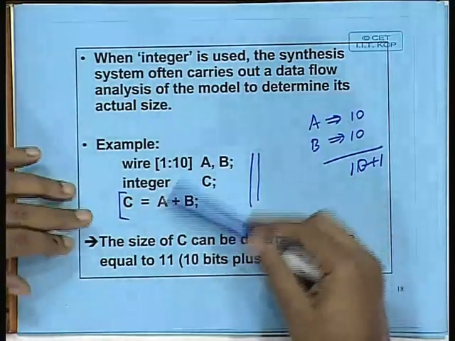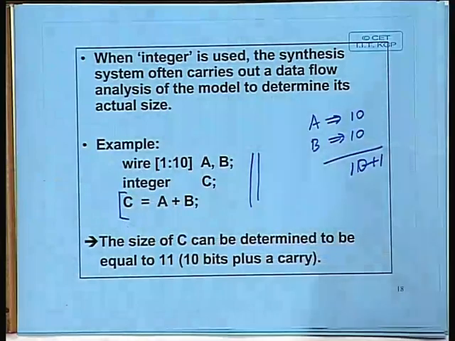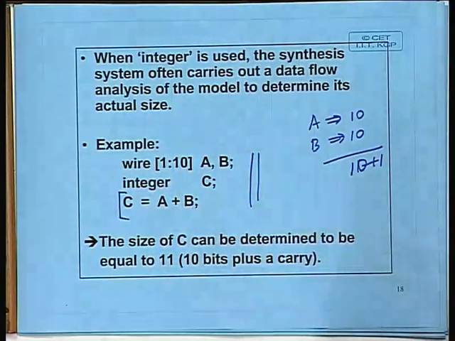So often the synthesizer tries to do this kind of data flow analysis and deduce the value of C, instead of by default taking it to be a 32-bit register always. It can try to find out what the maximum possible value can be, and take it to be that. Here I have not written assign, just as an example I have written 3 statements. But assign will also be there.